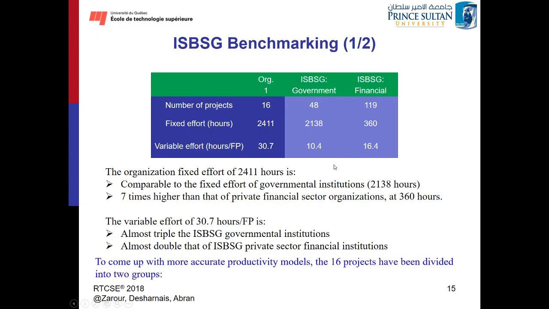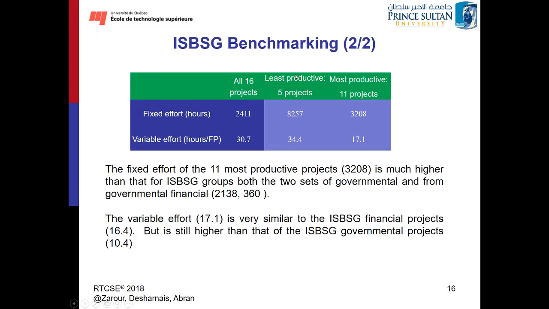Now, in order to come up with a more accurate productivity model, the 16 projects we have here have been divided further into 2 groups, and these 2 groups are the least productive projects, we have 5 projects, and the most productive projects, we have 11 projects. Then we have developed the regression model for each group, and ended up with the fixed and variable effort for each.